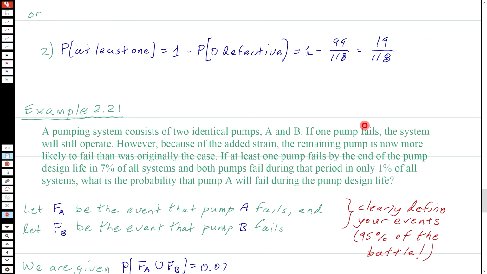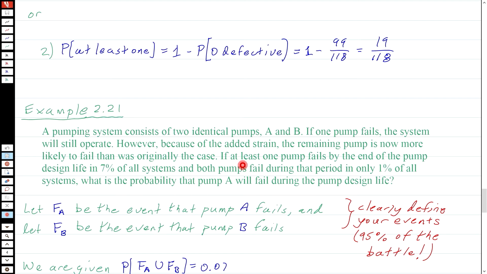Well, another example is to consider 2 identical pumps, A and B, in a pumping system. If one of the pumps fails, the system will still operate, so this is a redundant system. The second pump is provided for reliability. Because of the added strain, however, the remaining pump is now more likely to fail than was originally the case if one of the other pumps has failed.